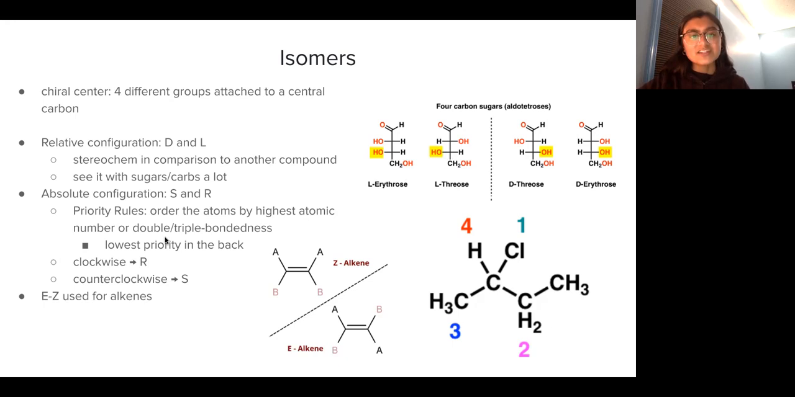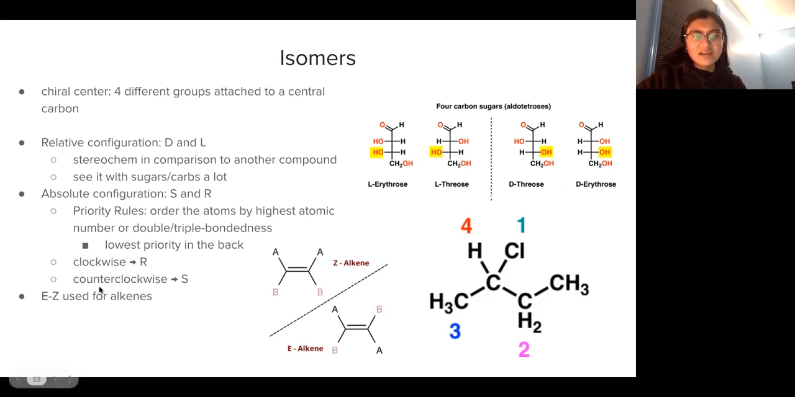And then for absolute configuration, you have your S and R configurations. This involves Cahn-Ingold-Prelog priority rules. You would order the atoms at this chiral center by highest atomic number, or by double, triple bondedness, and you would want your lowest priority to be in the back. After you set this priority, if you draw an arrow going through them and find that it's in a clockwise order, you have an R configuration. If it's a counterclockwise order, you would have an S configuration. So here, because it's clockwise, this molecule has an R configuration.